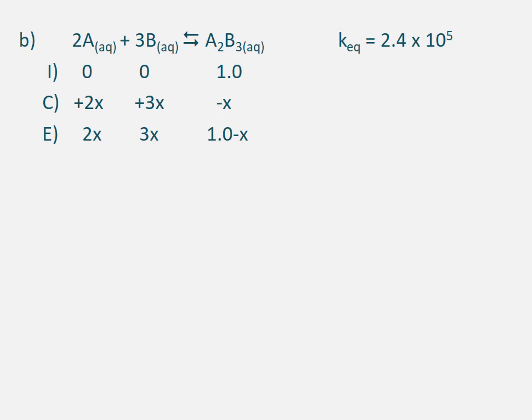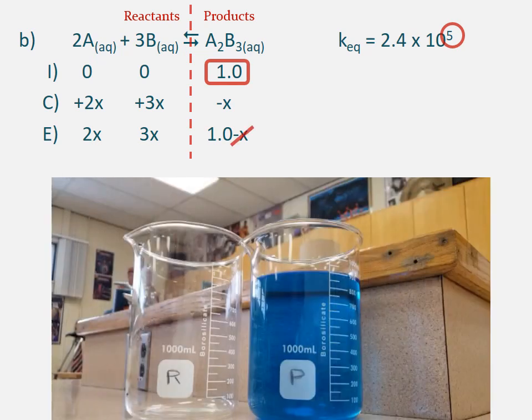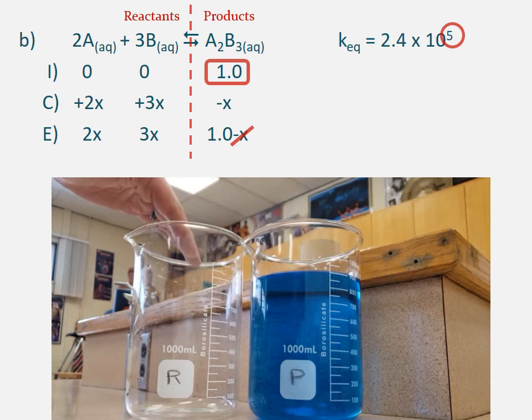Now this time my Keq value strongly favors the products. When I look at my reaction and separate reactants from products, I see in my initial line I'm starting with just products. So when my Keq strongly favors products, and I'm starting with just products, I can eliminate the X on the product side. So this time we're starting with products and we don't have any reactants.